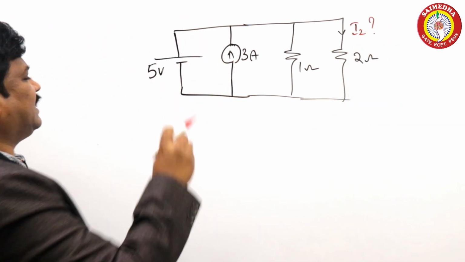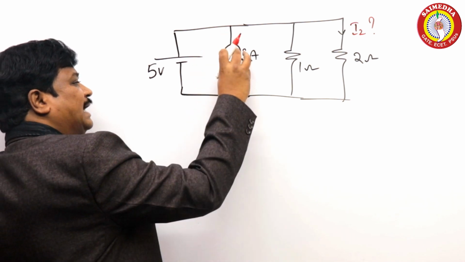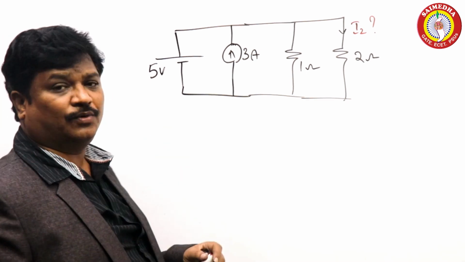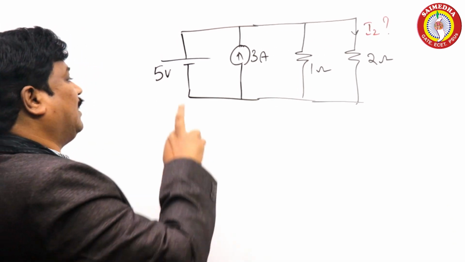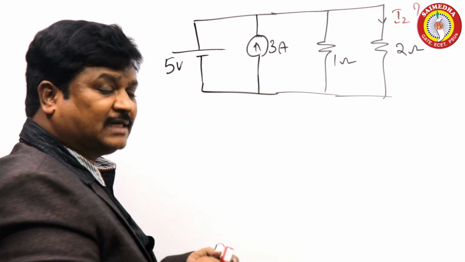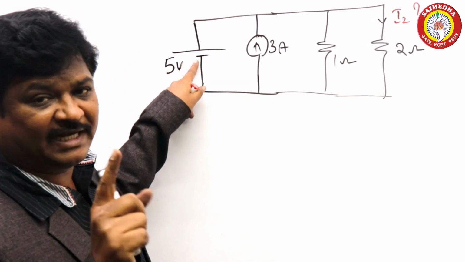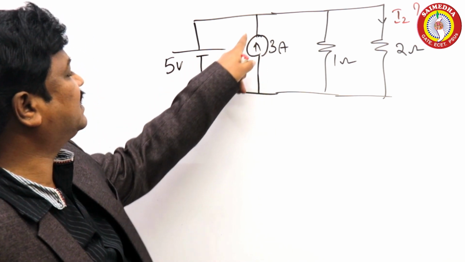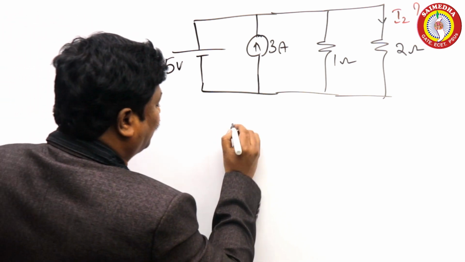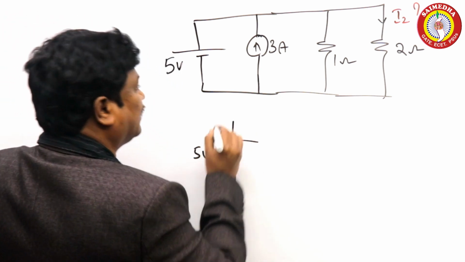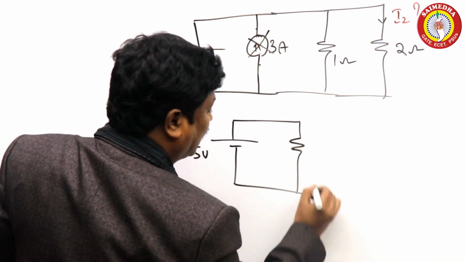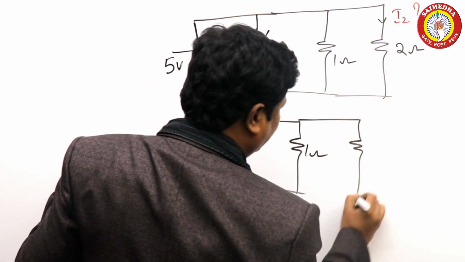Now you see here, this is an ideal voltage source and this is an ideal current source. These two are connected in parallel. As I told you, if ideal voltage and current sources are in parallel, the net resultant source we can count is only the voltage source. Under that condition, we can eliminate the current source. If you remove this one, what will our circuit become? This is 5 volts; the current source is open, so we can remove it. We have 1 ohm here and 2 ohms here.